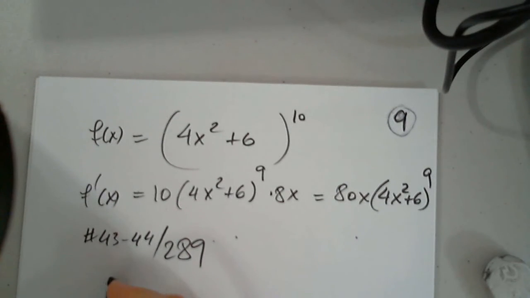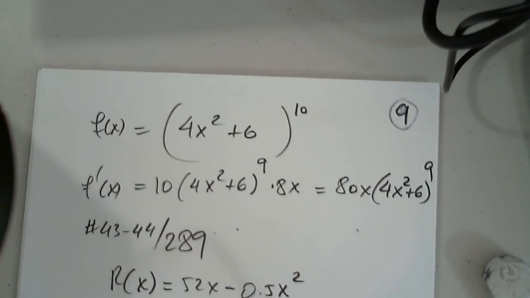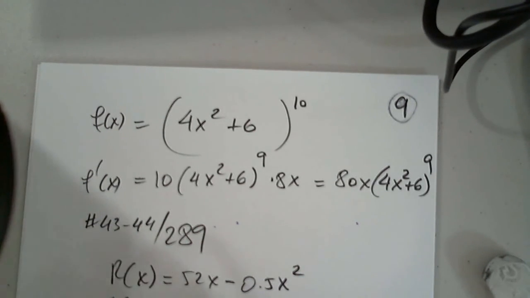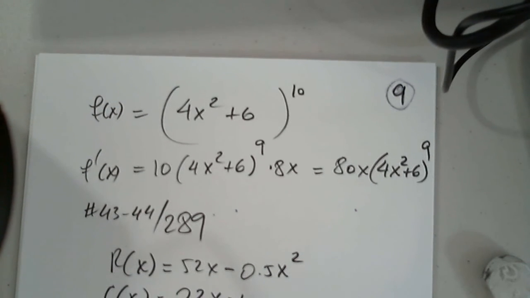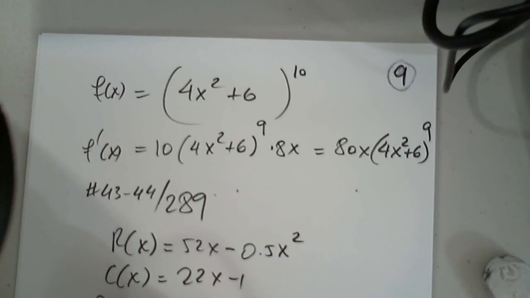Maximizing profit. So we're given the revenue, 52x minus 0.5 x squared, and C of x, cost, 22x minus 1. And find the maximum profit and the number of units that must be produced and sold in order to yield the maximum profit. Good. So first of all, I have to create a function.